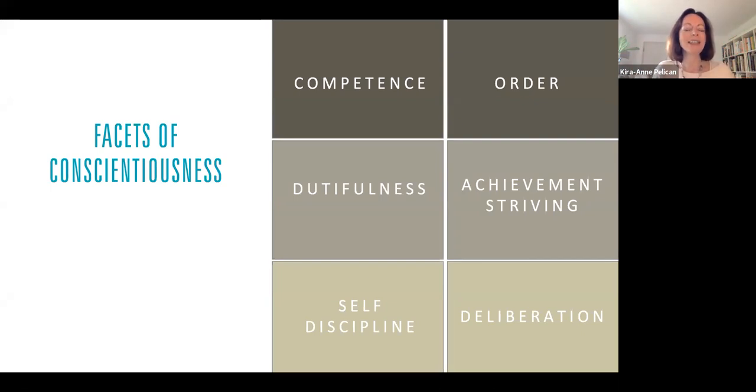So if you think about this in relation to, for example, a detective in a story, one possibility is that you make the detective high on all of these. They're very competent. They're organised. They're dutiful at home and at work. They're very driven by their work and very responsible.